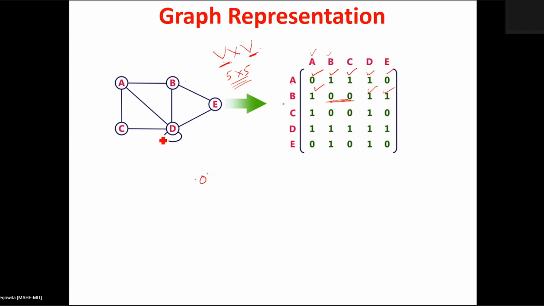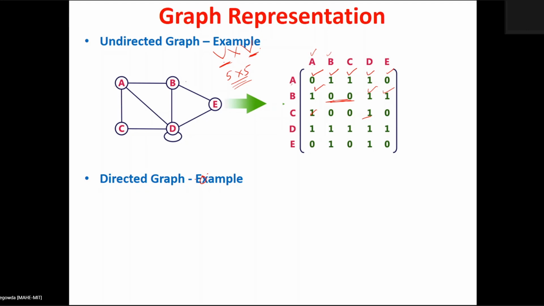Similarly, if you look at C here, the neighbors of C are A and D. This way you can complete it. So if you are given an undirected graph, the adjacency matrix can be obtained in this method. Suppose you are given a directed graph; this is an example of a directed graph. How exactly are you going to obtain the adjacency matrix?